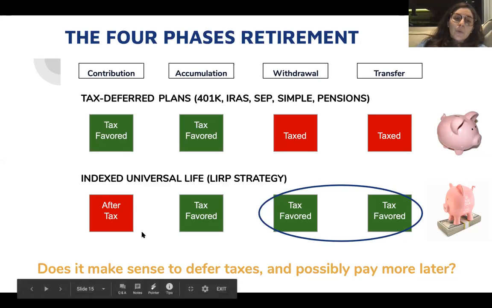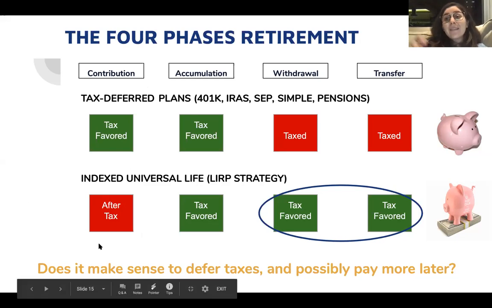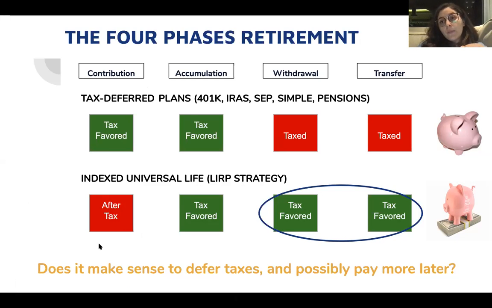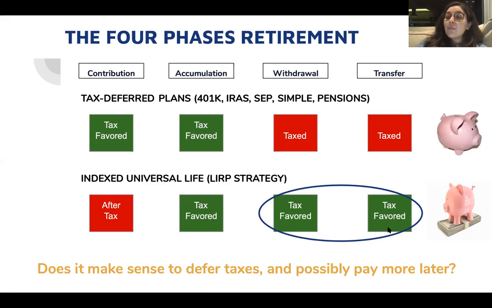Now, the IUL, the Index Universal Life strategy. On the contribution, it's after tax, because the money that you put in there, you already paid taxes on. It's not giving you a tax benefit right now, right? But the accumulation is tax favored. The withdraw is tax favored. And guess what? If you pass away and this is transferred as a life policy, it's tax favored too. So does it make sense to defer taxes and possibly pay more later?